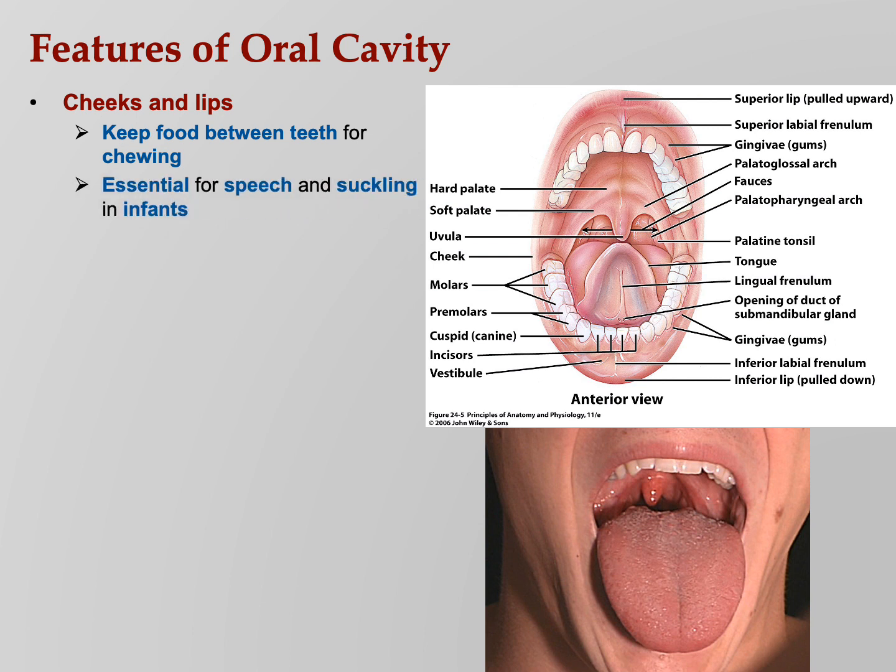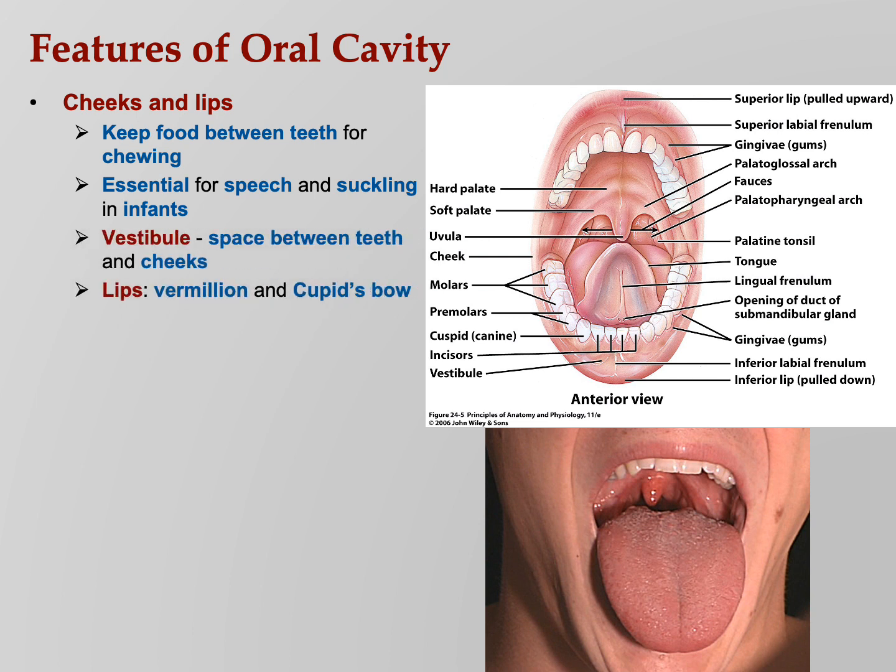Essential for speech and suckling in infants. You can't speak without a tongue and lips. You can't do it. And infants can't suckle without tongue and lips. Vestibule is the space in between the teeth and the cheeks. The lips have the vermilion, that's the reddish part, and then the Cupid's bow, you may know that term. The upper lip, how it dips in like a bow, sometimes that's called the Cupid's bow.